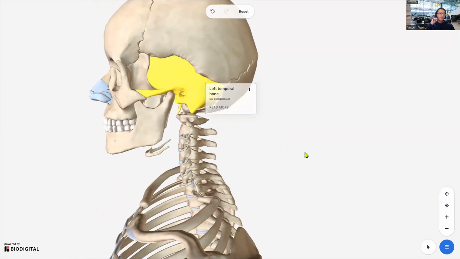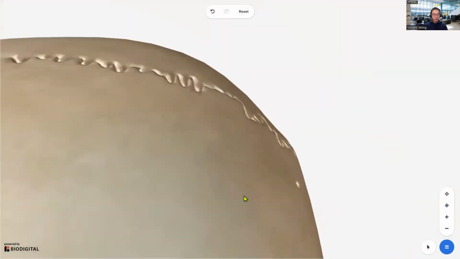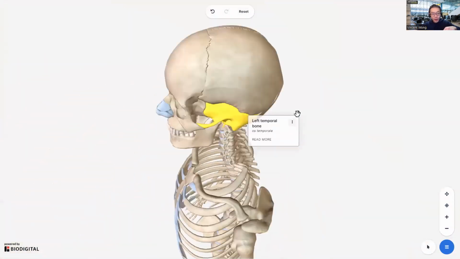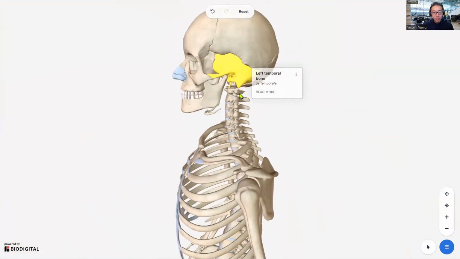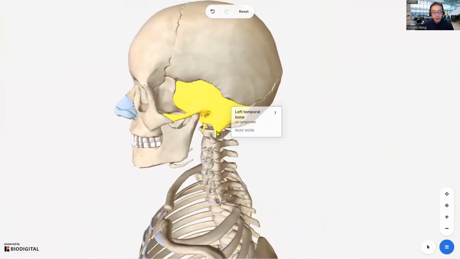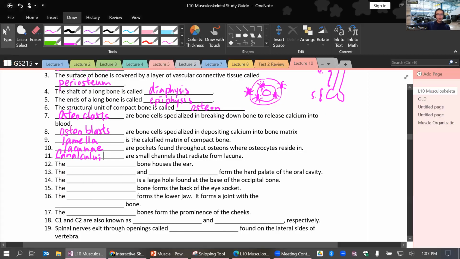All right. In fact, you know, if you take your hand and you feel the back of your ear, you are actually rubbing this knob right here. Right? This knob right here. That's the knob behind your ear, and that's part of your temporal bone. Okay. So, answer is temporal.